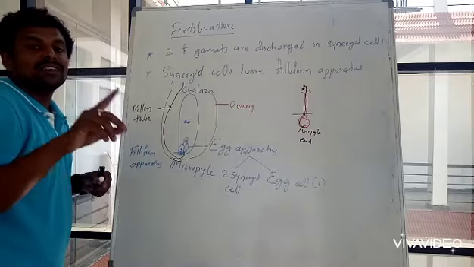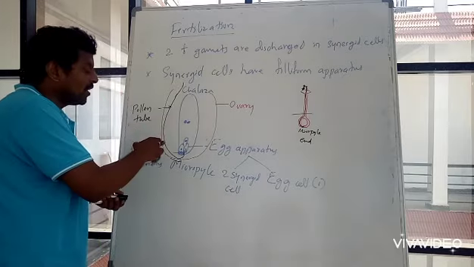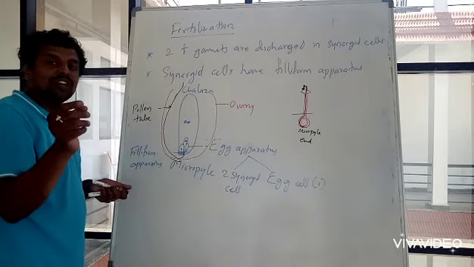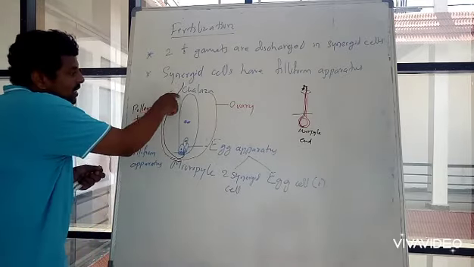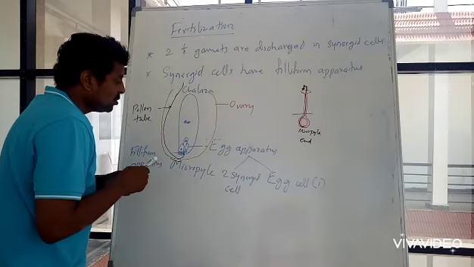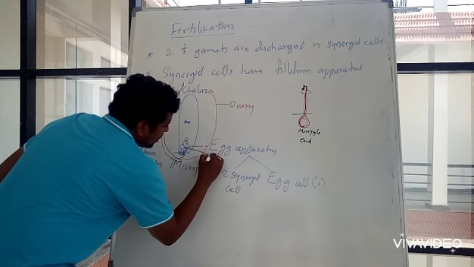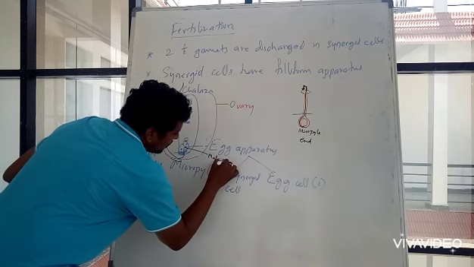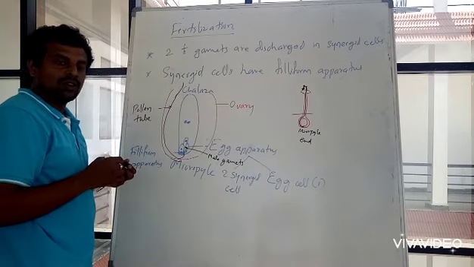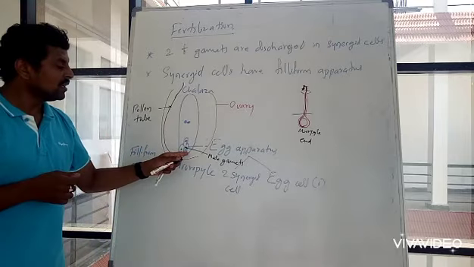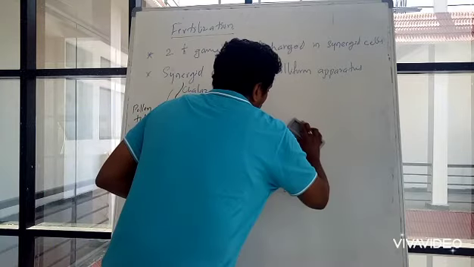At the micropyle end, synergid cells will be there, and on the synergid cells the filiform apparatus will be there. That filiform apparatus will guide the pollen tube where to release the male gametes. This pollen tube carries two male gametes, right? Those two male gametes are released in the synergid cells here. So these are the two male gametes released in synergid cells.